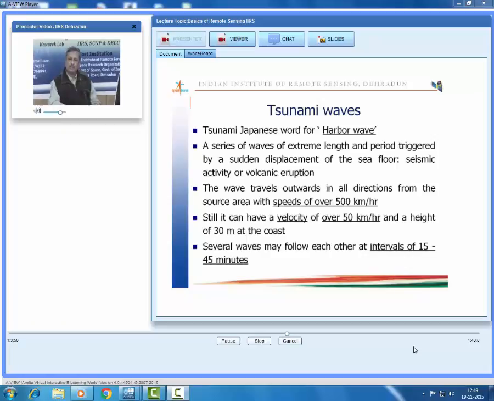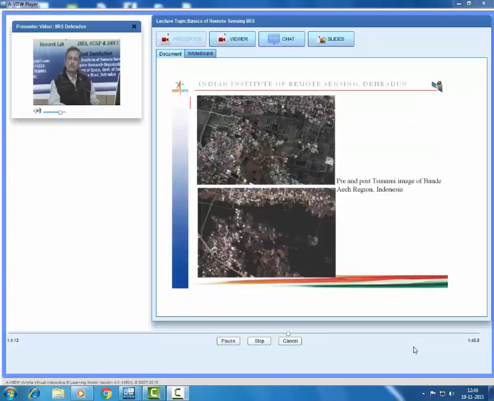That means once tsunami waves come, you should not immediately conclude that no more waves will be coming. There may be a second wave, third wave, fourth wave. In the last tsunami which happened on the Indian coast, even up to the Nagapattinam area, the waves hit five times. You can see here Indonesia, Banda Aceh region. This is a pre-tsunami image. This is the post-tsunami image.